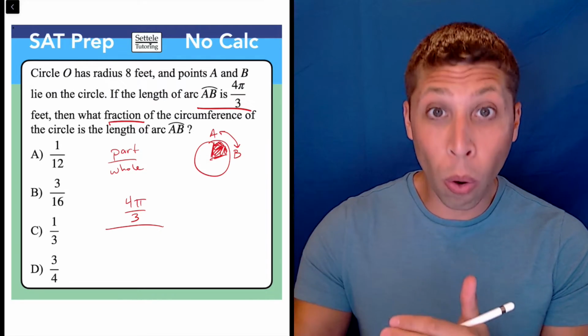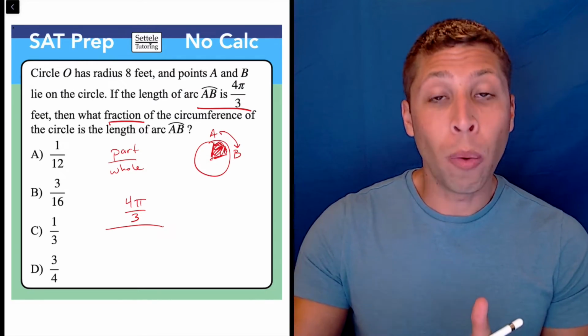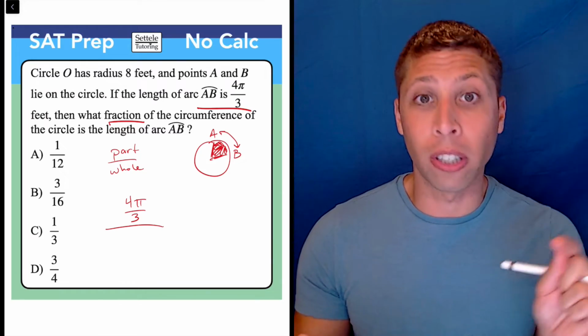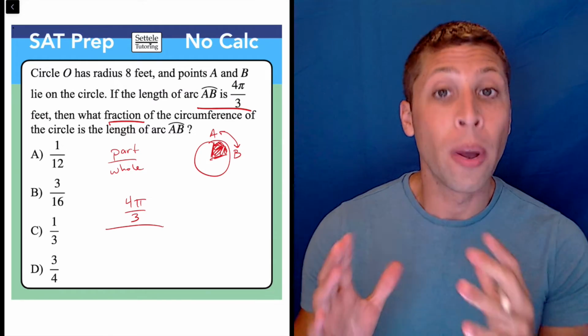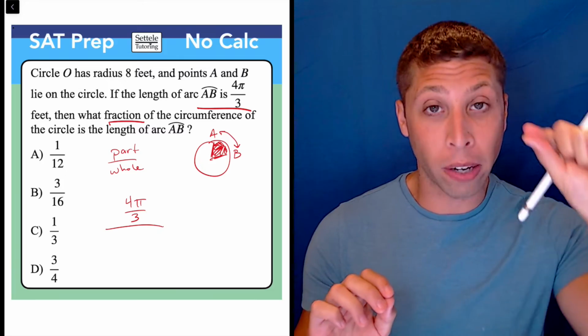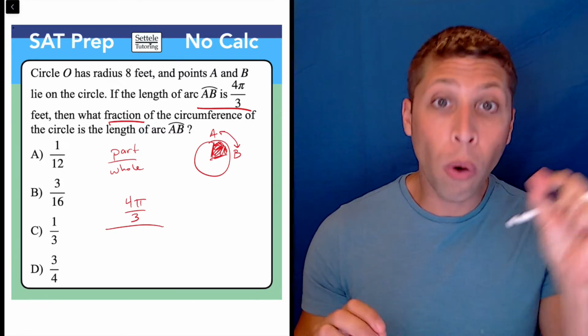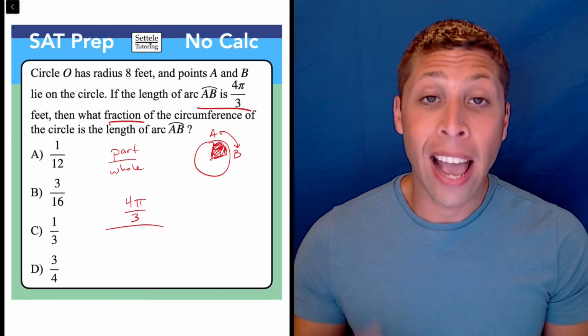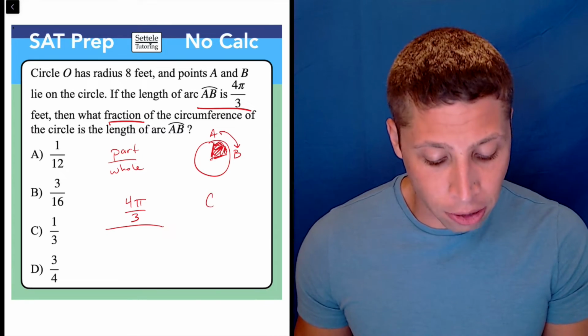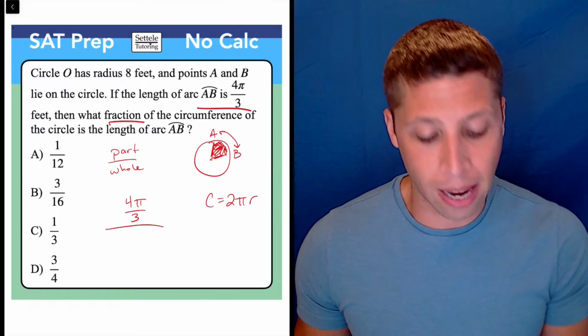Now, what is the whole that corresponds with that? Well, the whole way round a circle is the circumference, okay? So if we only are going a part of the way around for AB, we want to compare that to, well, what would be the whole way around? What is the circumference? And this formula is given to you on the SAT. The circumference is equal to 2 pi times the radius.